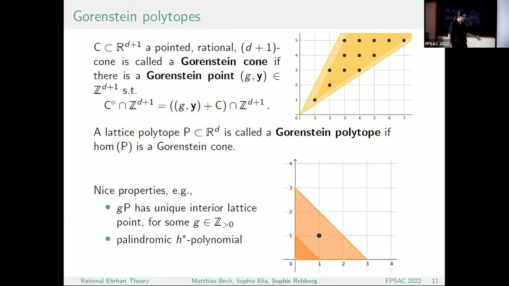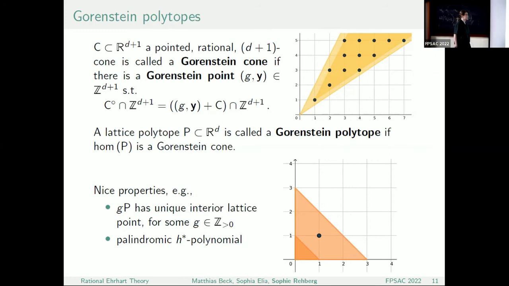So why is this nice? Here's an example. Those polytopes have some dilate where we have a unique interior lattice point. And the h star polynomial of such polytopes is palindromic, meaning if I read the coefficients from left to right or right to left, it is the same thing, they're symmetric. So here's this triangle, which is one example. And if you dilate it by 3, you get this bigger triangle with a unique interior lattice point.